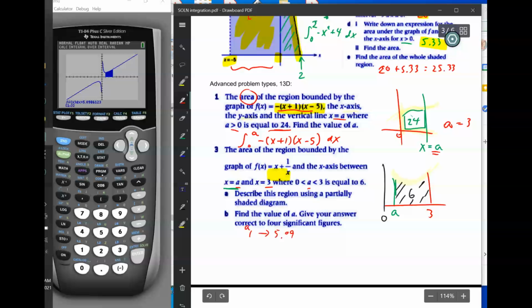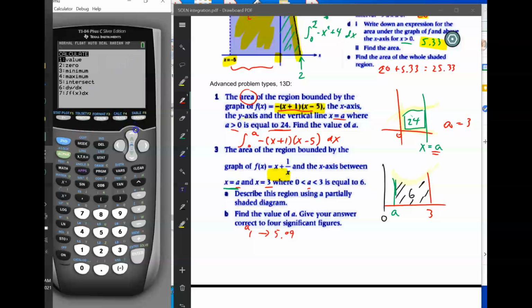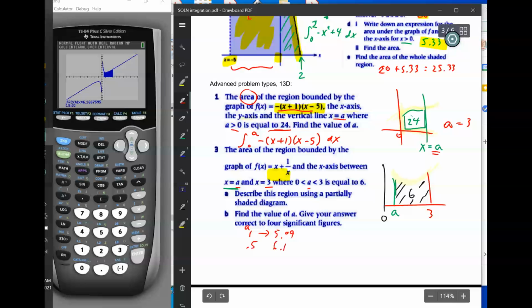I would like it to be an area of 6, so I need to make it a little bit bigger. That means I need to move my a slightly to the left. So now I'm going to do second calc, integrate, and now I'm going to put 0.5 to 3. 0.5, enter, 3, enter. And now my answer is 6.16. So I put in 0.5, and now it gives me 6.16.